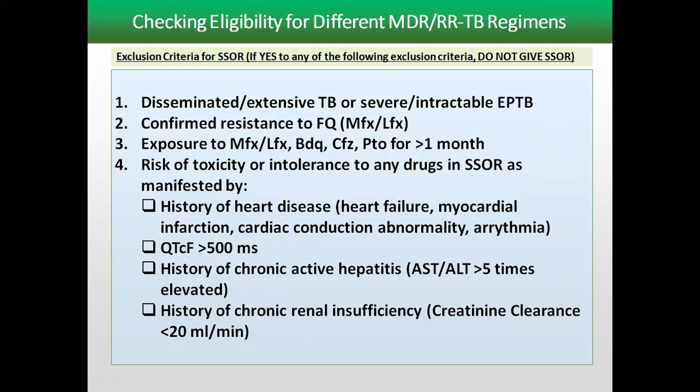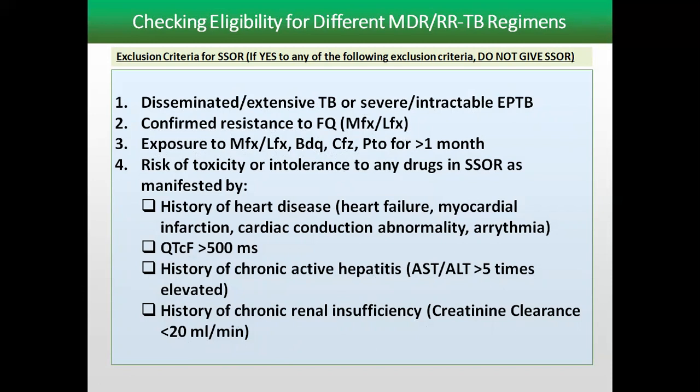Okay. For risk of toxicity or intolerance to any drugs in SSOR, if any of our patients will exhibit any of the 4: if there is a history of heart disease, the patient has heart failure, myocardial infarction, or ECG changes or arrhythmia, if there is QT prolongation, or QT interval more than 500 milliseconds, there is a history of chronic active hepatitis wherein the AST and ALT is more than 5 times elevated from the normal, and there is history of chronic renal insufficiency or creatinine clearance less than 20 ml per minute, then definitely we cannot give the patient SSOR, or the patient is not eligible for SSOR.